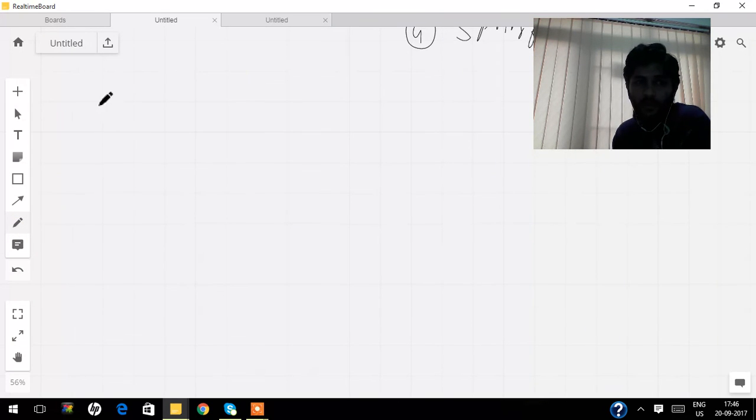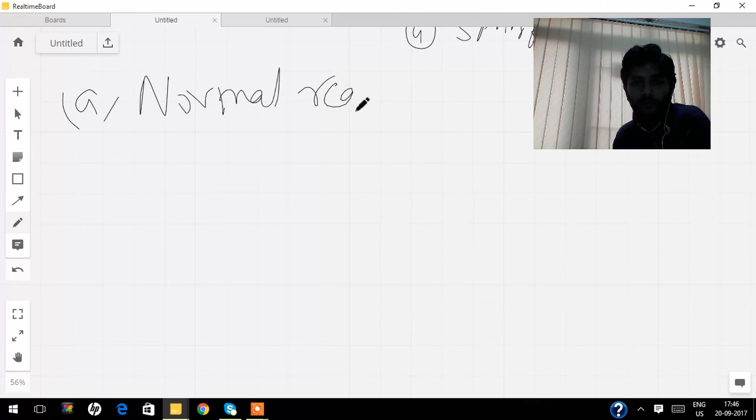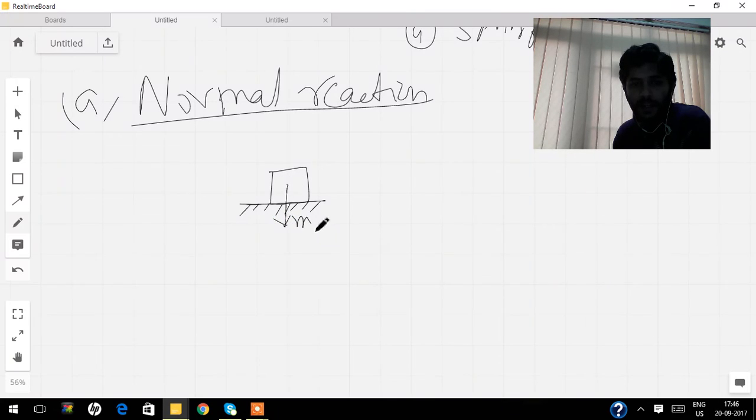Okay, so if we talk about the normal reaction, what is the normal reaction force? Let us consider this is the ground, and let us consider a block which is kept on the ground here. Okay, and this is the center of the block. Its mg is acting in the downward direction.